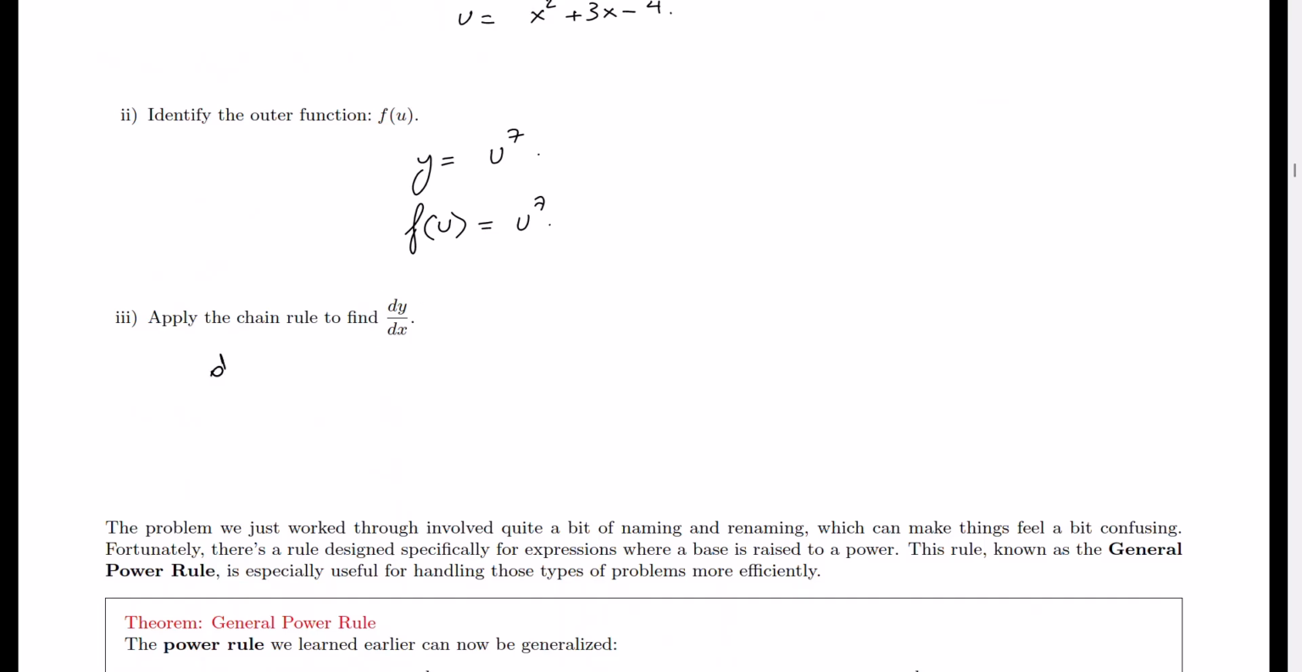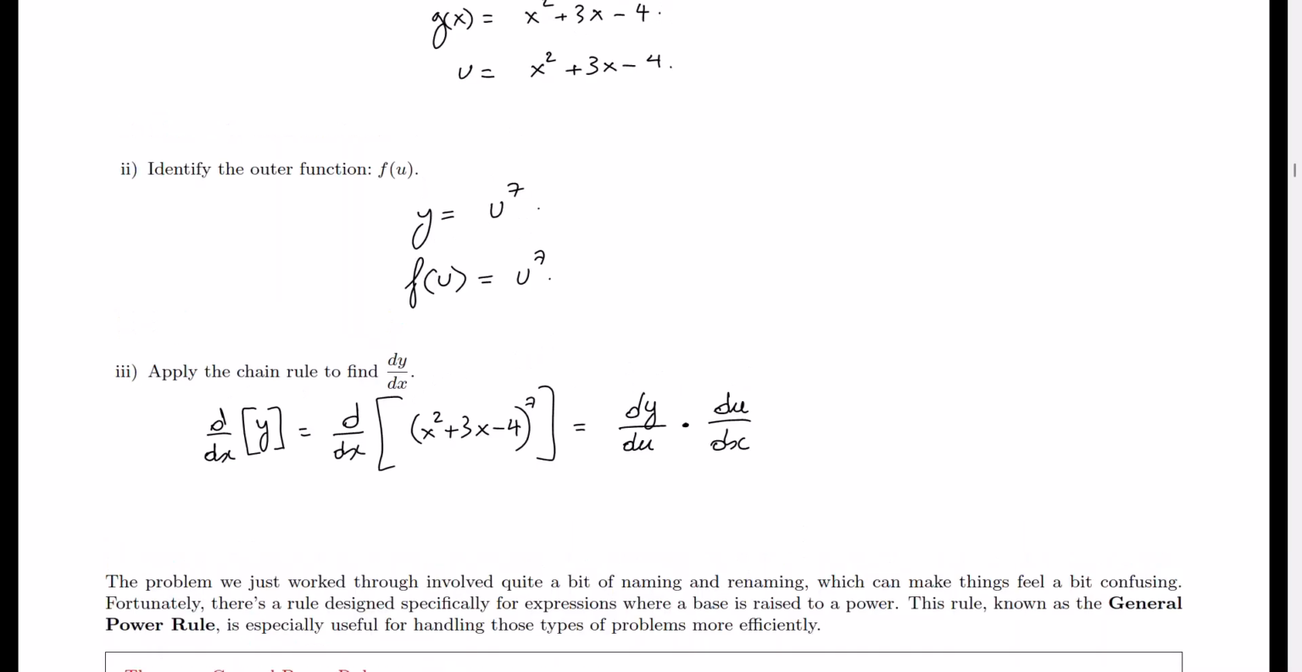So suppose I ask you for the derivative with respect to x of the original problem, which we're calling y in this case. In other terms, I'm asking for the derivative with respect to x of the quantity x squared plus 3x minus 4, all raised to the power of 7. So what does the rule tell me to do? It says, first, differentiate y with respect to u, then multiply that by the derivative of u with respect to x.